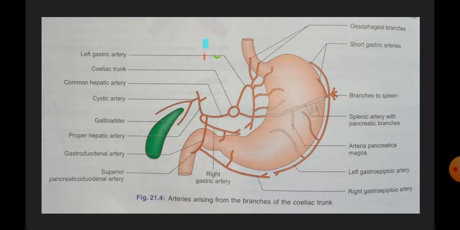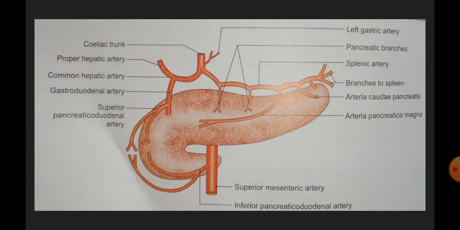Now, the last branch of the celiac trunk is the splenic artery. So, this is the largest branch and can be well seen in this diagram. So, this is the splenic artery. It runs horizontally to the left along the upper border of the pancreas behind the lesser sac. It crosses the left suprarenal gland and the upper part of the left kidney to enter into the lienorenal ligament, through which it reaches the hilum. Here, it terminates by dividing into 5 to 7 splenic branches.